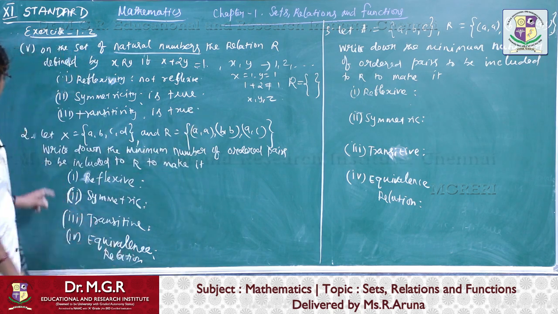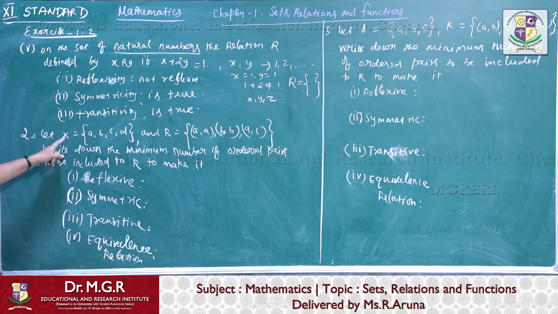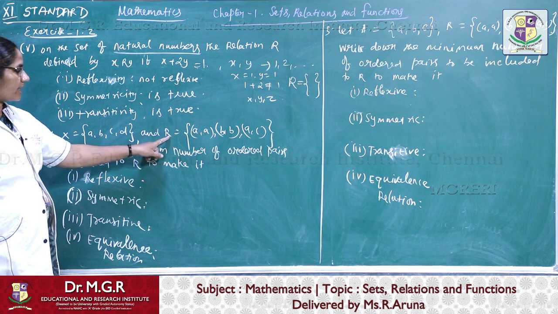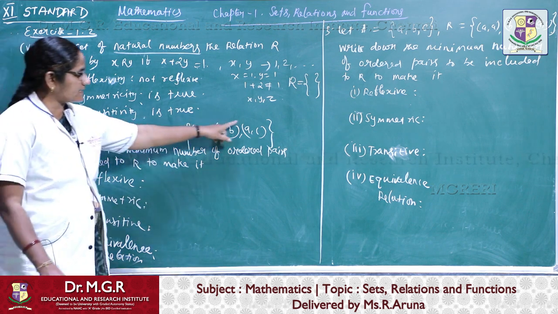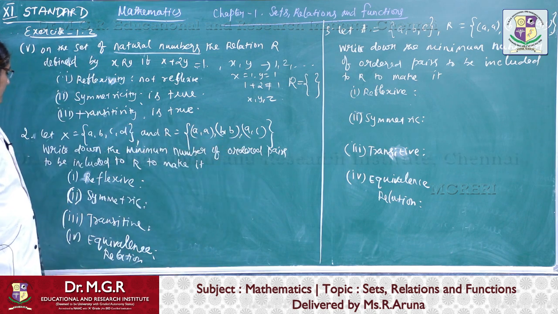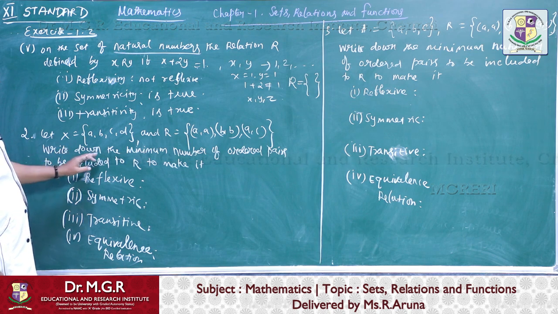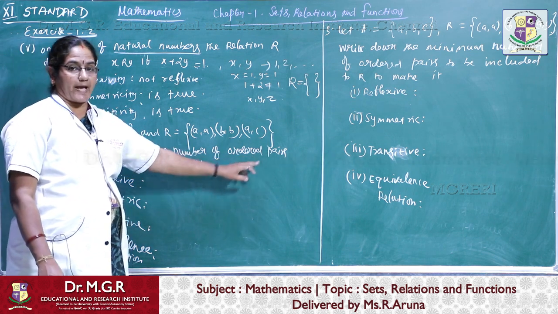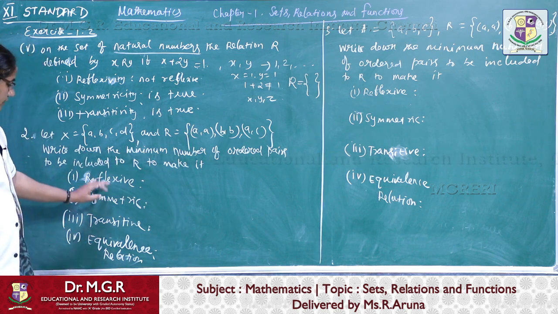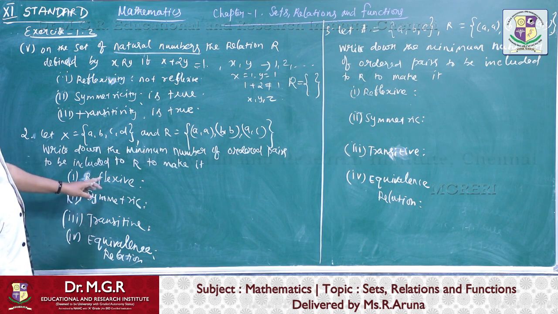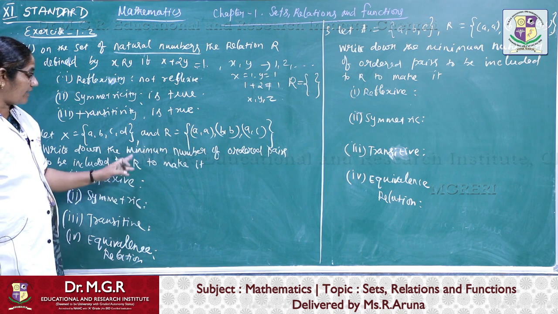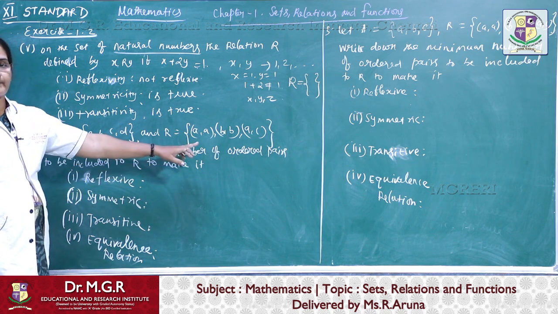Now let us go for the second problem. Let X be the set having 4 elements. Then R is the set of ordered pairs having only these 3 possibilities: (a, b), (b, a), (a, c). Now we are going to write down the minimum number of ordered pairs to be included in R to make it reflexive, symmetric and transitive. What is the reflexive property? We have to include the minimum number of ordered pairs only.